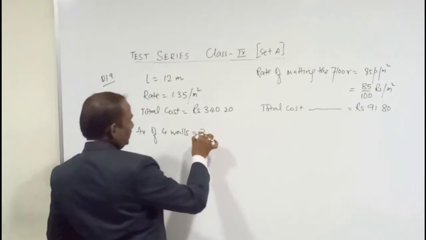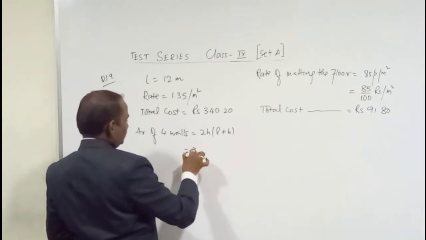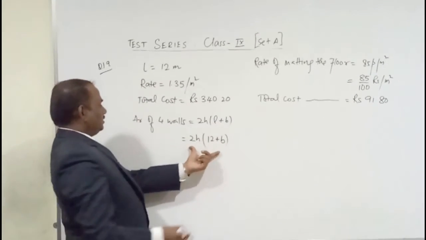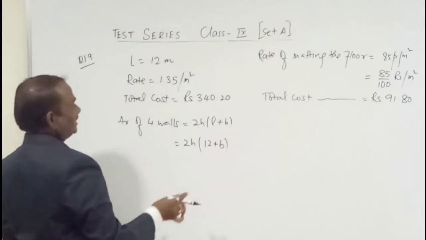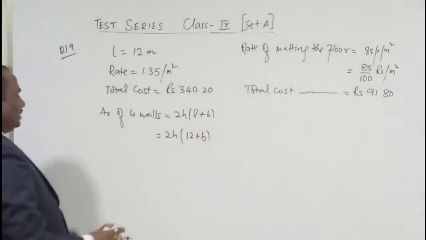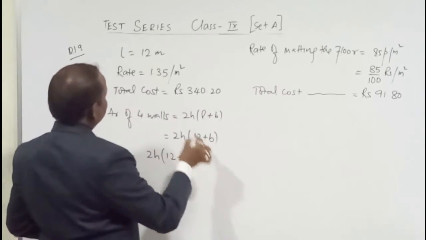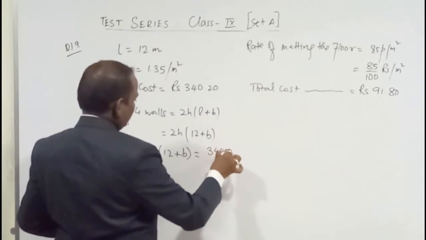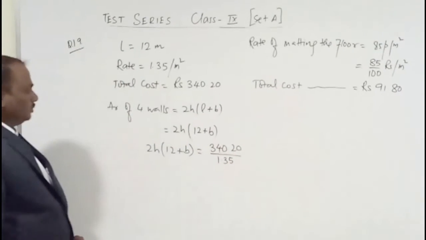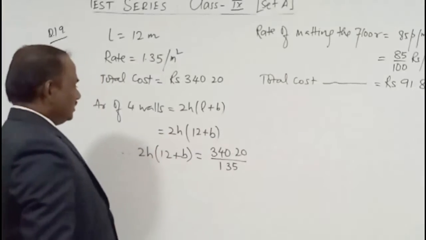Area of 4 walls formula is 2h into L plus B. Now L is known to us, so we can write 2h into 12 plus B, and this will be equal to total cost upon rate. As you know, area can be found by this formula. So I can say therefore 2h into 12 plus B is equal to 340.20 upon 1.35.